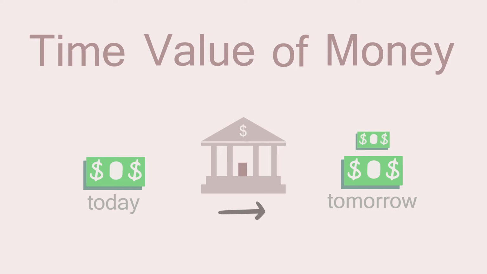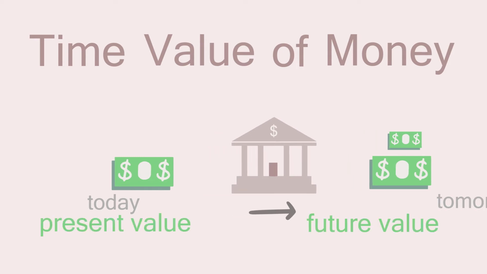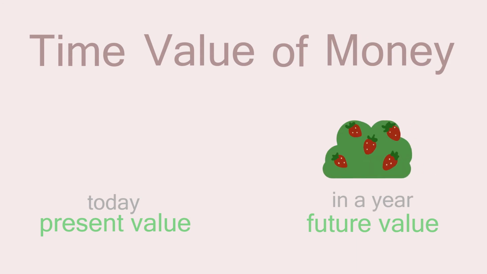To take advantage of this, you want to receive payments as soon as possible and delay making payments for as long as possible. These concepts are critical in financial decisions by helping determine what are called the present and future values of money. The present value of a bushel of strawberries received a year from now is the single berry you would plant today to grow that bush in a year. Similarly, the future value of that single berry is the entire bush it could grow into.